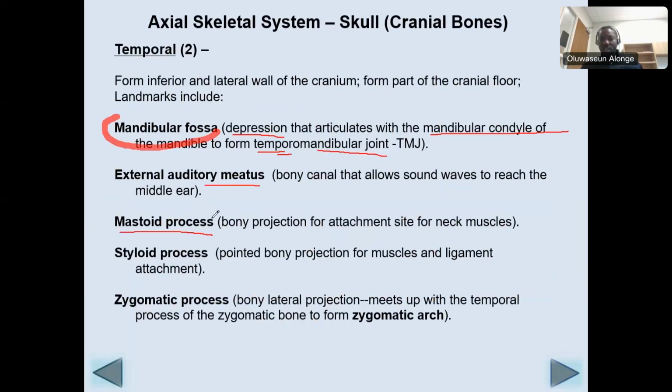The mastoid process is there, a projection as well. Like I showed you, it is a bigger projection than the styloid, and it allows attachment of muscles of the neck. Then the styloid process is another projection there. They are pointed bony projections for muscles and ligaments. Now, the zygomatic process is what I showed you. It is on the temporal bone, and it connects with the temporal process of the zygomatic bone, which forms the zygomatic arch.